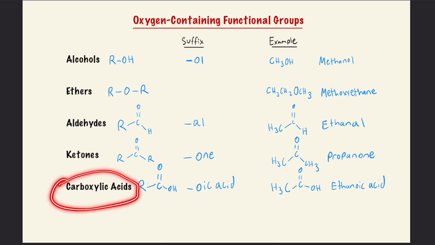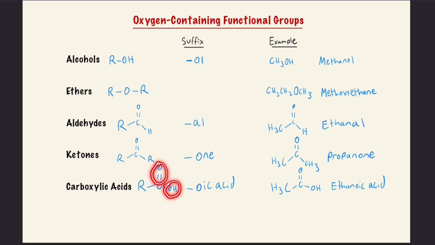Next are carboxylic acids. Carboxylic acids have both a carbonyl group and an OH group attached to the terminal carbon. The suffix is -oic acid, and an example of this is ethanoic acid. There's two carbons, and the OH group and the carbonyl group are attached to this terminal carbon over here.